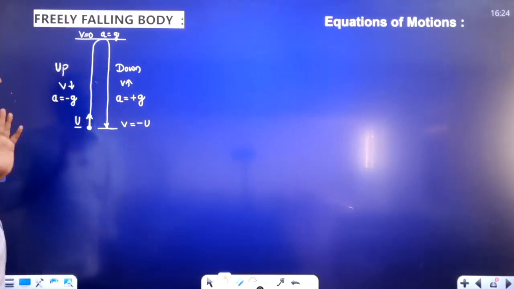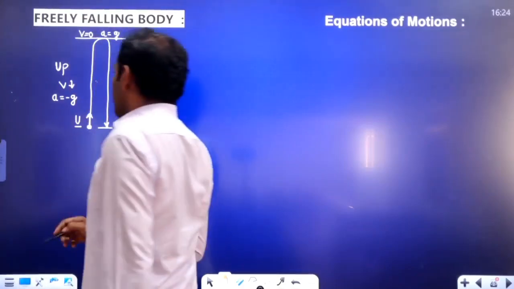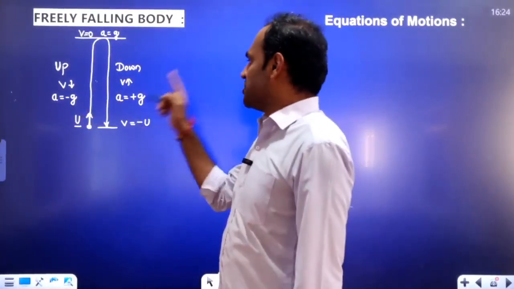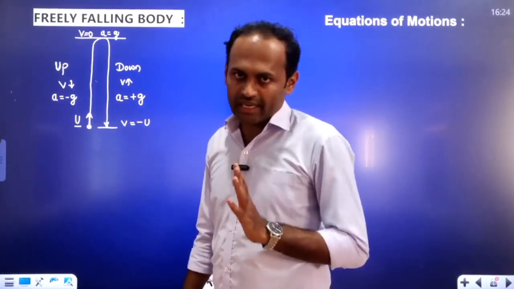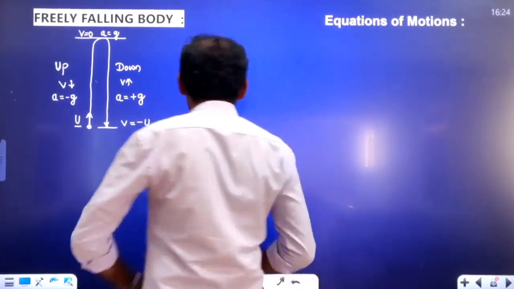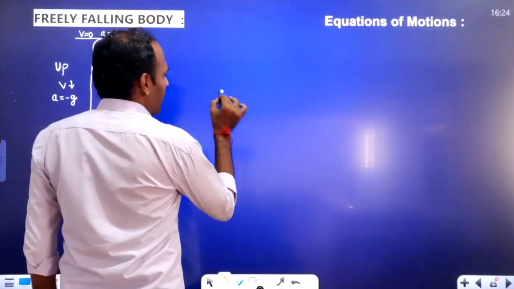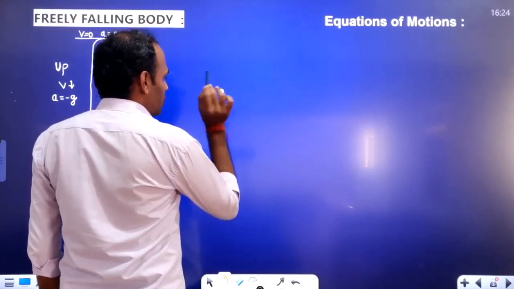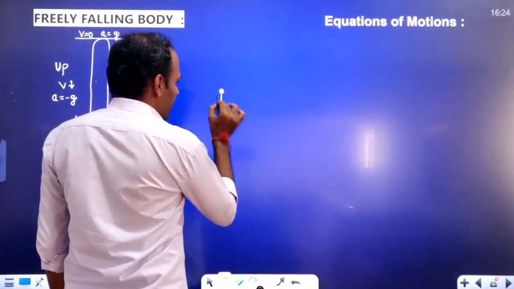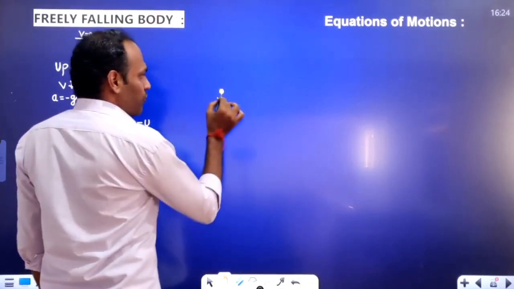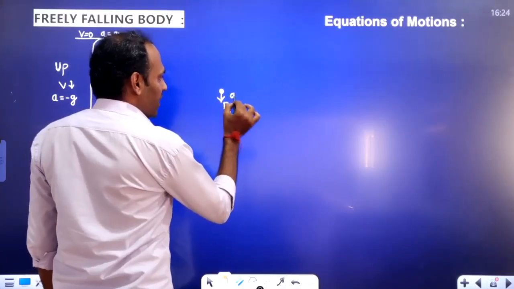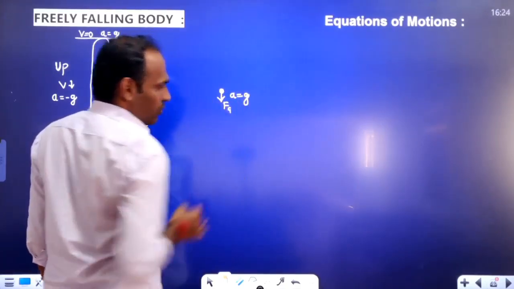Clear? Okay. See, g here we have taken negative because velocity is decreasing. g here we have taken positive because velocity is increasing. In this way we can say it. See, one more thing you have to understand, any body which is moving in air, either upwards or downwards or horizontally, only one force will be acting on it, that is gravitational force. And due to gravitational force, this body will be having only one acceleration, that is called acceleration due to gravity.